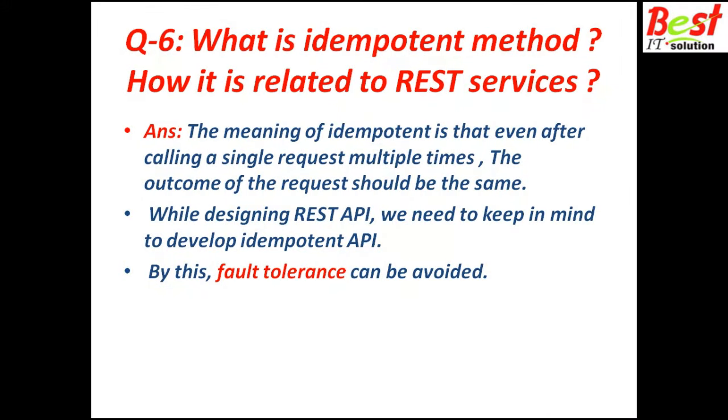So if we develop an idempotent method, fault tolerance can be avoided. To create an idempotent method, we need to focus mainly on testing. After creating a particular API, we need to test that API thoroughly by giving it a number of requests. Only then can we ensure that this method or this API is idempotent.